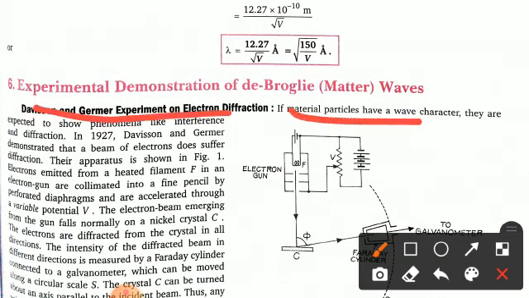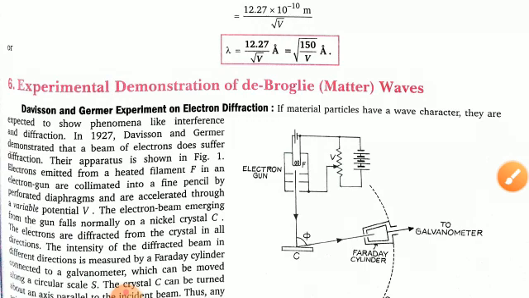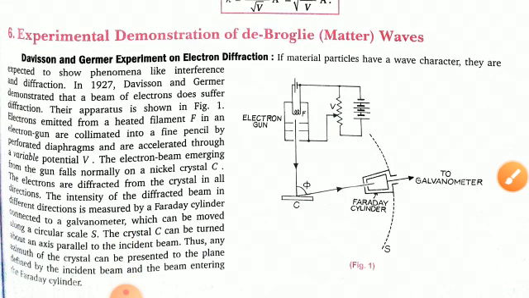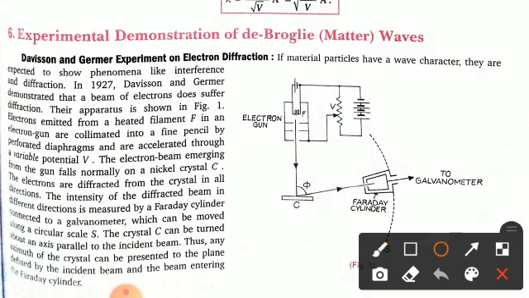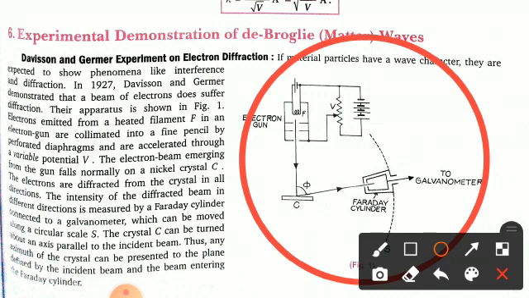So if material particles have a wave character, they are expected to show phenomena like interference and diffraction, as in the wave nature of light. So in 1927, the scientists Davisson and Germer demonstrated that a beam of electrons does suffer diffraction. Here you can see this figure, and with the help of this figure you can easily understand what is going on here. Their apparatus is shown in the figure.